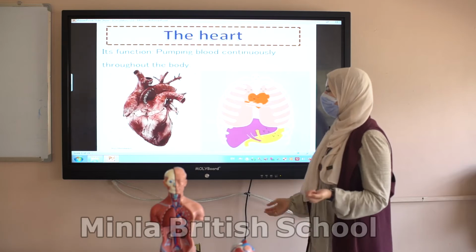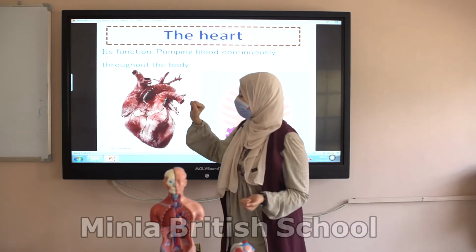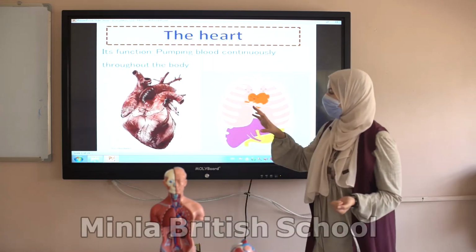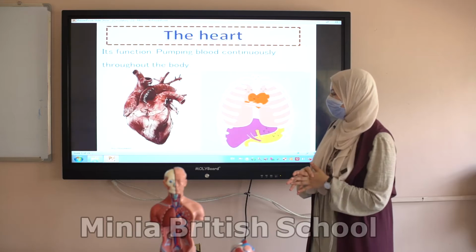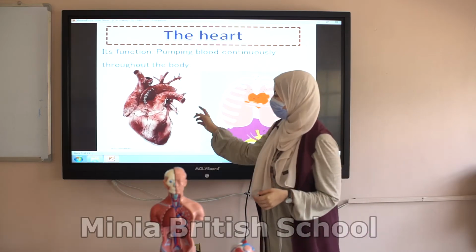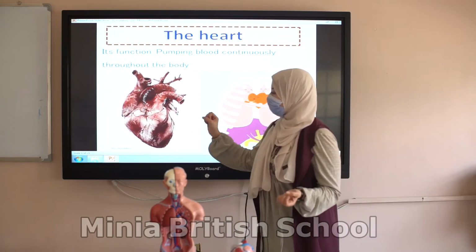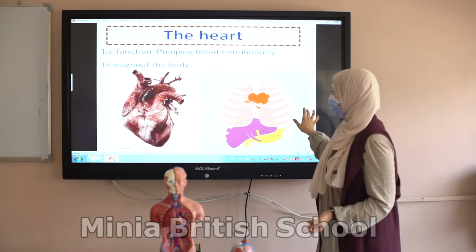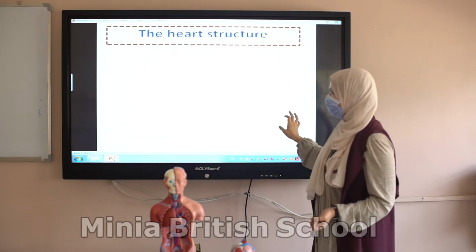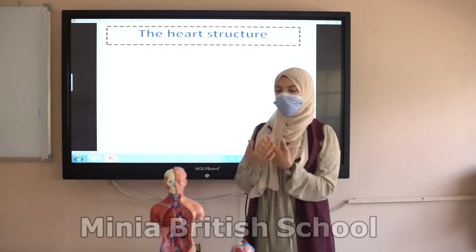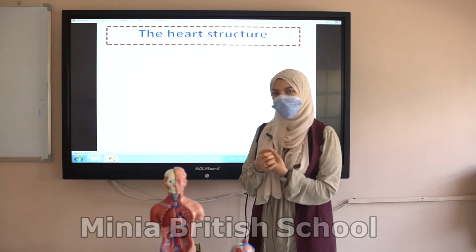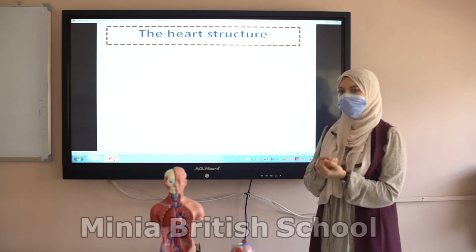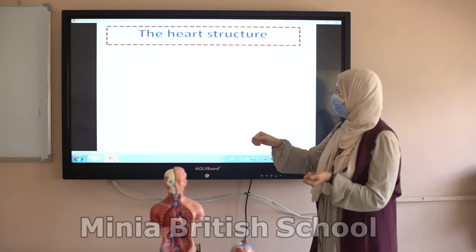The heart. What is the function of the heart? Pump the blood to all the body cells. So it has an important function. What is it? To pump the blood to all your body cells. So the heart is inside your chest cavity between the two lungs. Its size is about your fist.